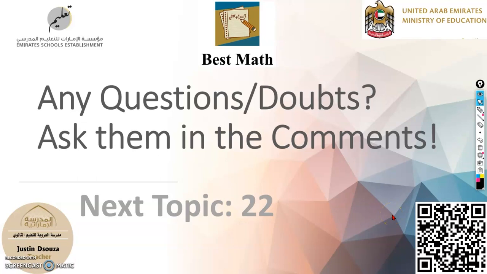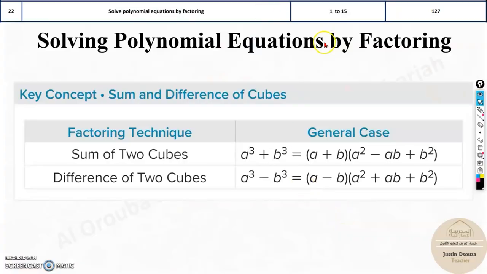The 22nd topic for the end of term 3 exam is factoring. This is to solve polynomials by factoring. It looks very simple, but there can be many different types of questions in this. 1 to 15, we will solve each type of them. But there is one more important thing, that is the formulas. It is very important for you to remember these.